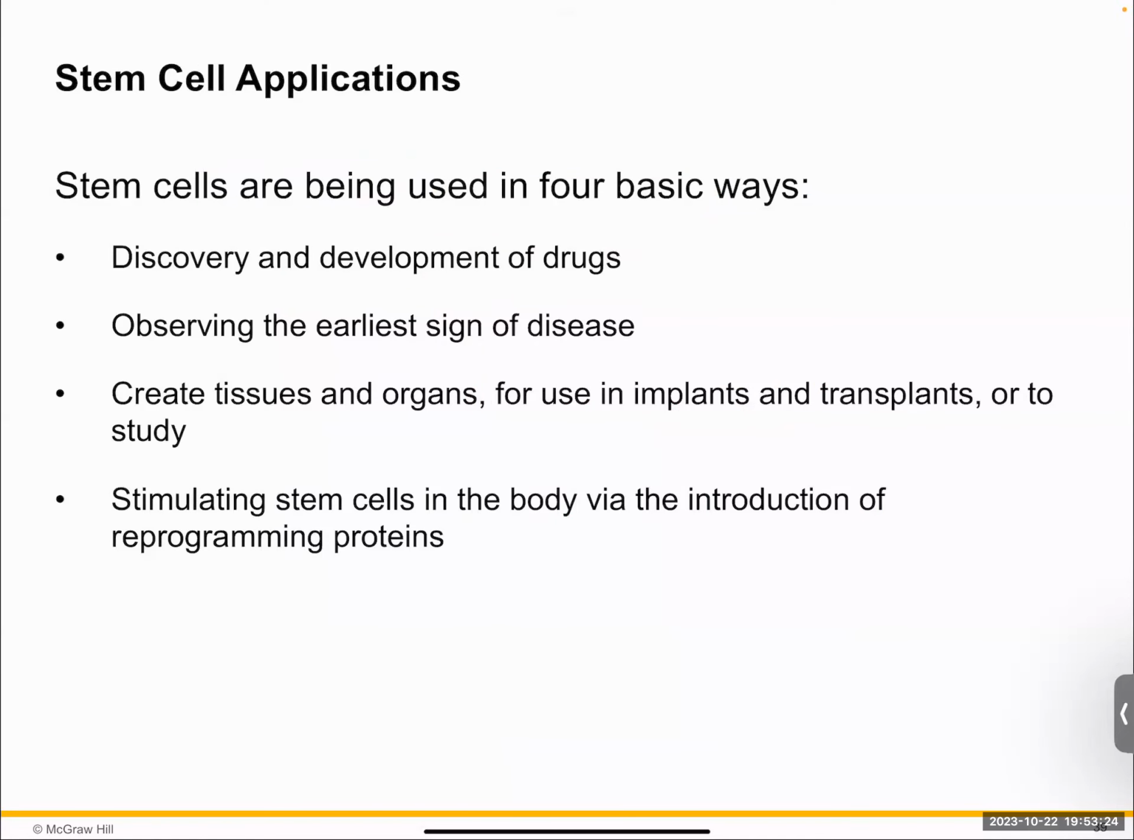So what are some of the applications? Something I just mentioned: it's important in allowing us to discover and develop new drugs. It allows us to understand how a disease develops, looking at it at the earliest stage, especially when we're looking at genetic disorders. It allows us to create tissues and organs from basically a stem cell line and then use them for transplant purposes. Again, many tissues are produced in the lab and then transplanted into the person's body. And then stem cells can also be introduced for the purpose of reprogramming proteins.